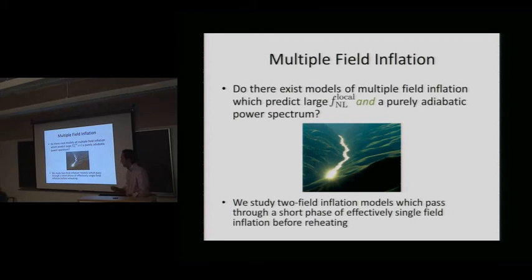And so what Now and I did was study a particular class of two field inflation models which passed through a short phase of effectively single field inflation sometime before the end of inflation in order to force the fluctuations to become adiabatic. And therefore, we don't need to specify a model of reheating. We don't need to talk about what happens after inflation. We can make distinct predictions.